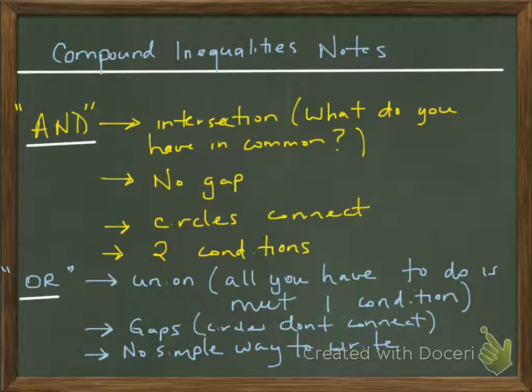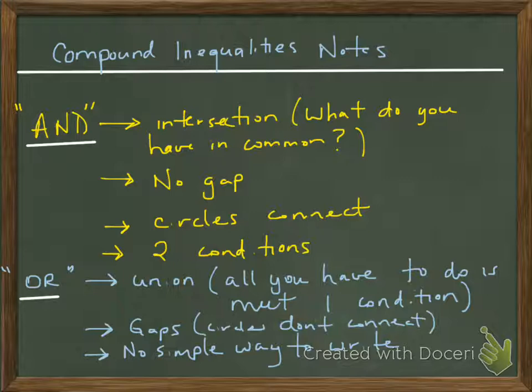Okay, all you have to do is meet one of the conditions. So if you want to get hired for a job, you have to be 21 or have a high school diploma. So if you're 21, you can apply for the job, or if you have a high school diploma, you can apply for the job. You don't have to be both. But if the job said, hey, if you want to apply for the job, you have to be 21 and have a high school diploma, then you'd have to meet both those conditions. That's the difference between and or.